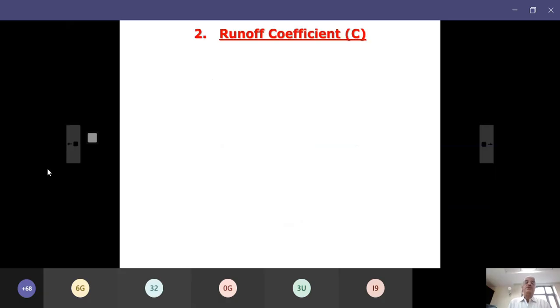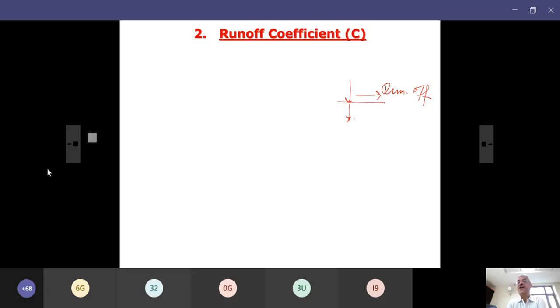C is runoff coefficient. This basically tells you how faster your runoff, once any water falls and which converts into surface runoff. Whenever there is any water falling on any surface, a part of it becomes runoff. It goes into runoff and balance part where it goes?